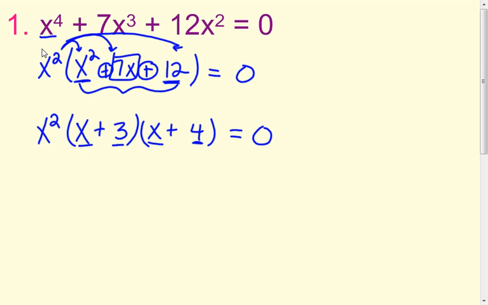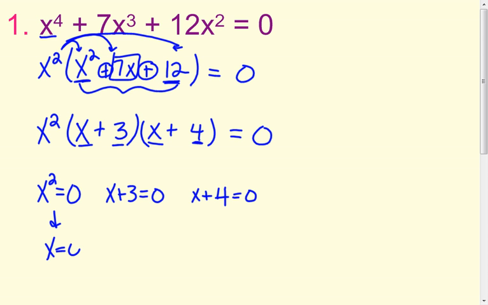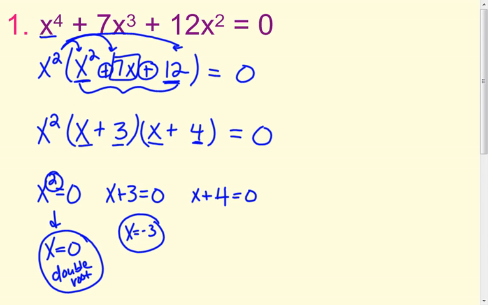And then once you get there, of course, you're going to set each part of that equal to 0. So I'm going to set x squared equal to 0. I will set x plus 3 equal to 0, and I will set x plus 4 equal to 0. And solve. So here, of course, x equals 0, and because this is squared right here, it's actually a double root. Okay? Here I subtract 3, and of course I get x equals negative 3. Here I subtract 4, and of course I get x equals negative 4.